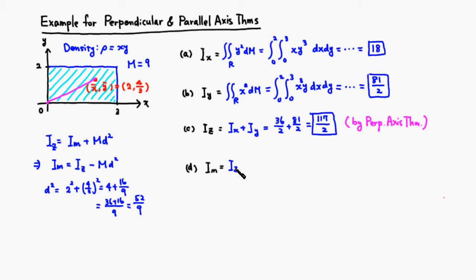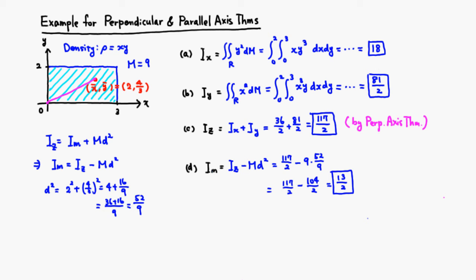If you want to find I sub m, all you have to do is take I sub z, the moment of inertia about the z-axis, and subtract m d squared. So I sub z is 117 over 2 minus m. In a previous example, total mass came out to be 9. Then d squared, we just found, is 52 over 9. So this is equal to 117 over 2 minus 52, which is 104 over 2, and that's 13 over 2. So that's the moment of inertia about the center of mass.